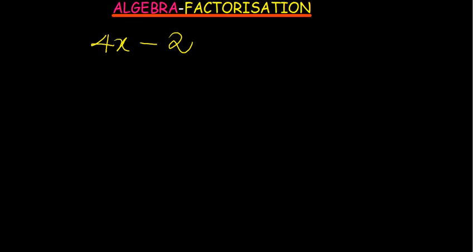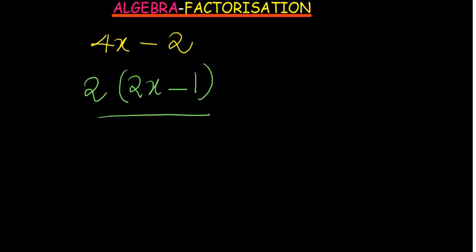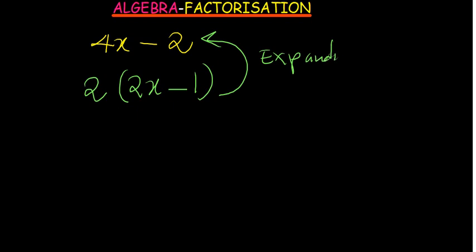So you can see that a 2 is common here. So I'm going to say 2 open brackets. If we remove a 2 from 4, we are going to remain with a 2. Remember there is also an x, so we remain with a 2x minus, if we remove a 2 from here, we're going to remain with a 1. This is factorizing. Now going back from here to here, this is what we call expanding. As we were doing on simplifying, that's expanding. And then coming like this is factorizing.